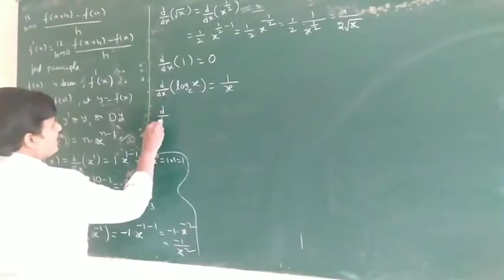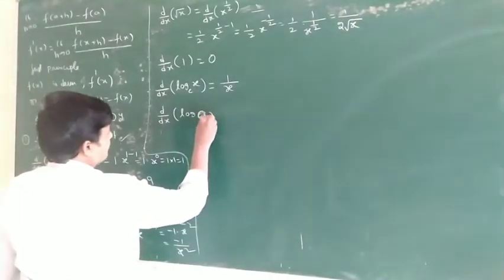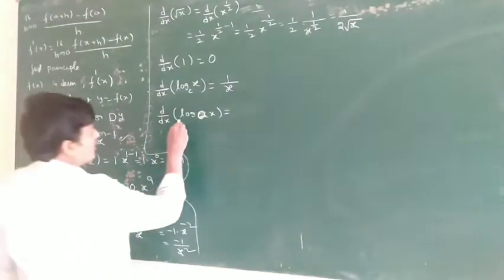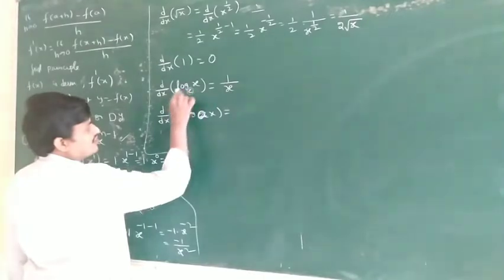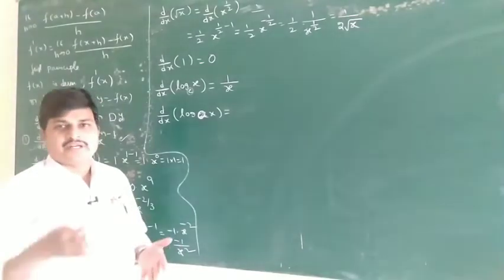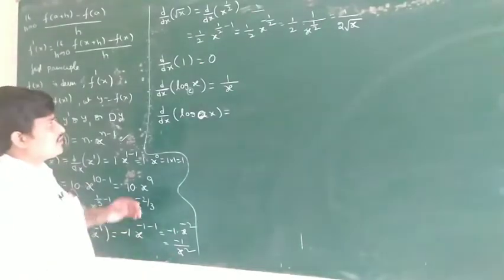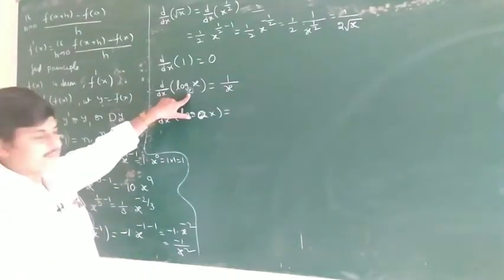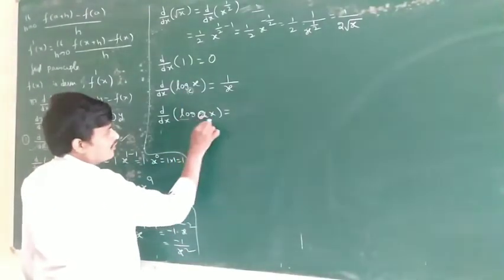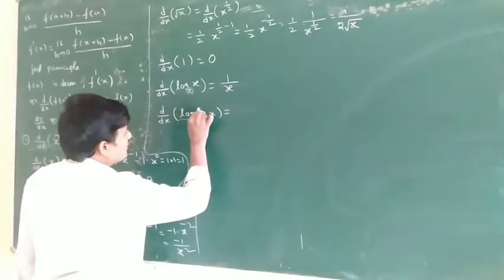For example, d by dx of log ax. So log is a function. Log x means base e must be the base when no base is particularly given. If log x base 10 or log x base 5, then it is given; when not given, it means base e. But this is a log function, and here in this problem, x means what?